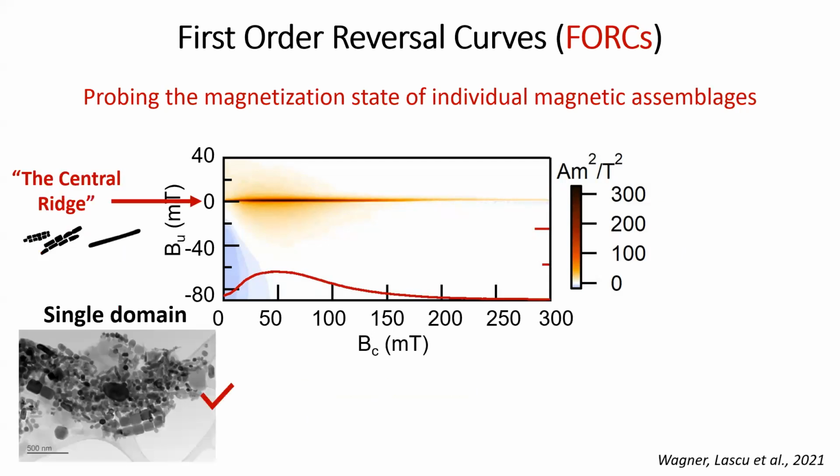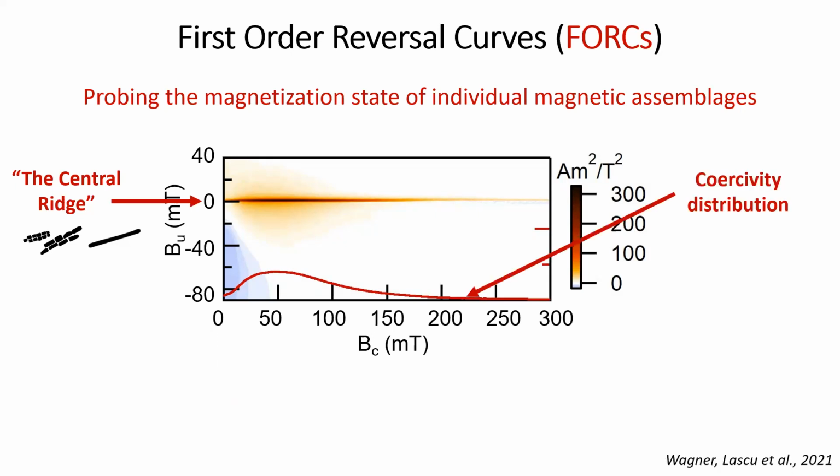What you might notice on this particular FORC diagram is this area of high signal across where y equals 0, where interaction equals 0. We call this the central ridge, and this is a fingerprint when combined with this negative region in the bottom left of single domain magnetite. And in this case, we confirmed that this single domain magnetite is actually biogenic from magnetofossils.